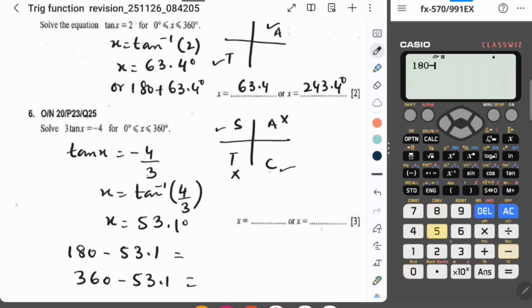180 minus 53.1 is equal to 126.9 degrees. And the other answer is 360 minus 53.1. That is equal to 306.9 degrees.